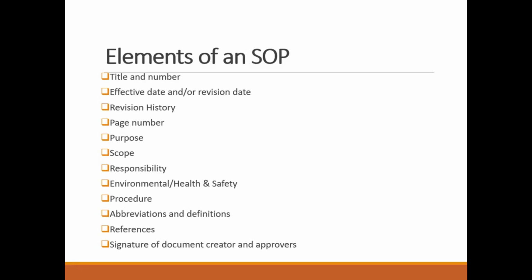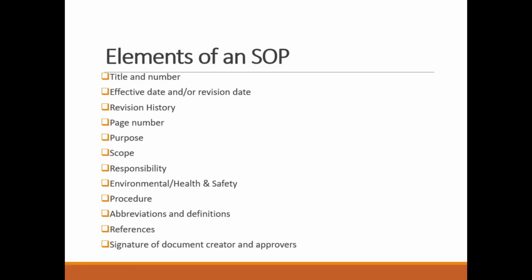So the first one is the title and SOP number. Each procedure should have a title and a unique identification number. It's also a good idea to build in a facility to deal with updated versions. So normally we give it a number and a rev number, so we can follow the history of that procedure.